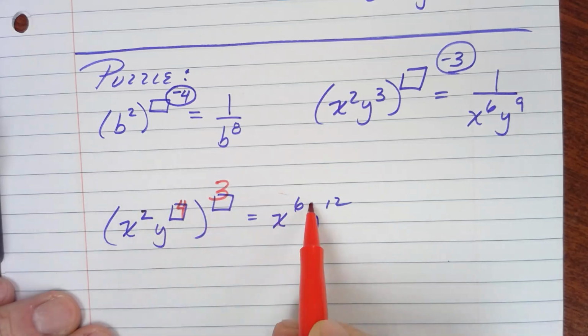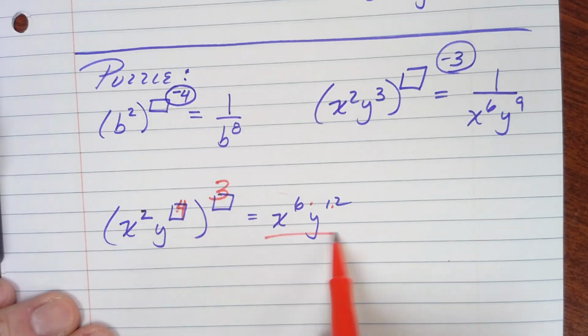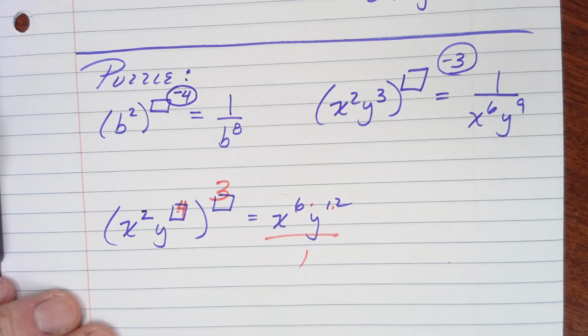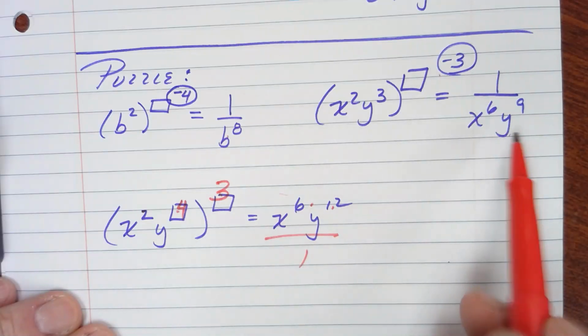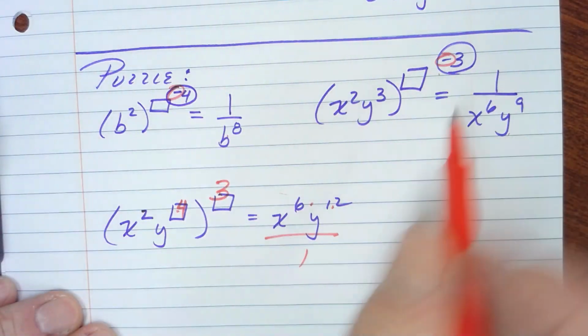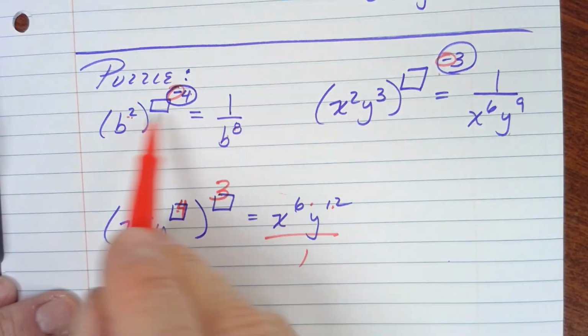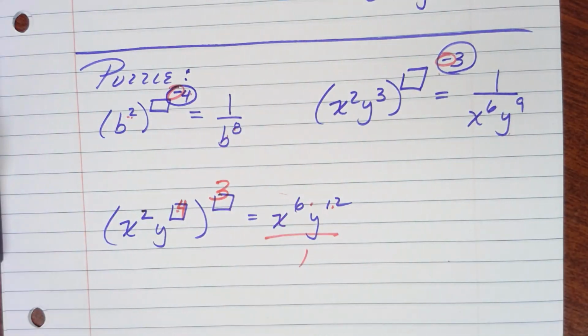2 times 3 is 6, 4 times 3 is 12. These are in the numerator, right? They didn't move across the fraction bar the way they did here and here. The negative is what caused them to move. The numbers gave me the correct exponents. Okay? Make sense? All right.